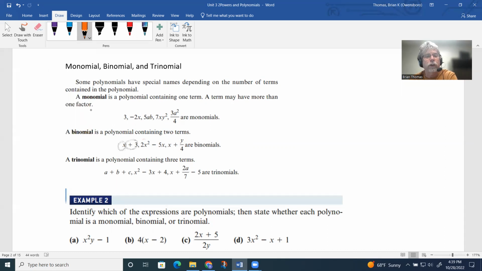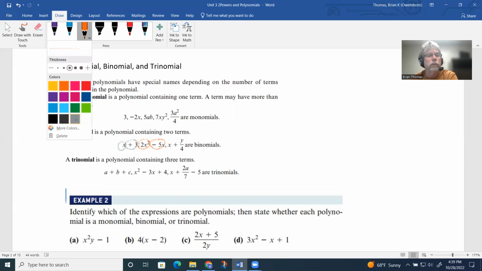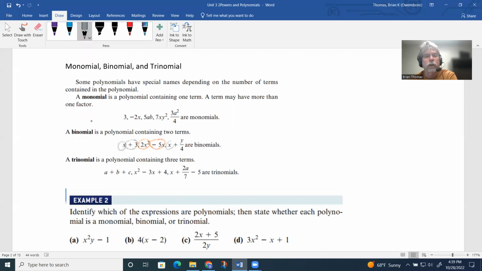So if I have this here, notice how there's a 2x and there's a negative 5x. That would be an example of a binomial, and those would be the two terms. Here we have x and this y over 4. Notice again, there is a fraction, but it's not a variable. So that'd be an example of a binomial.